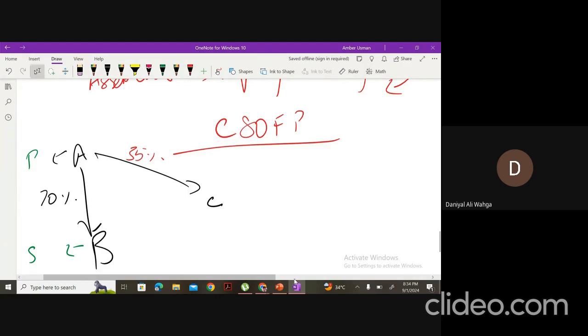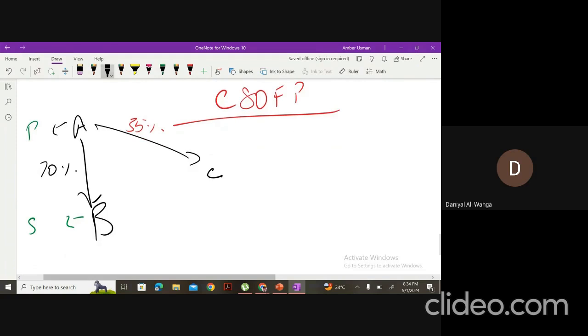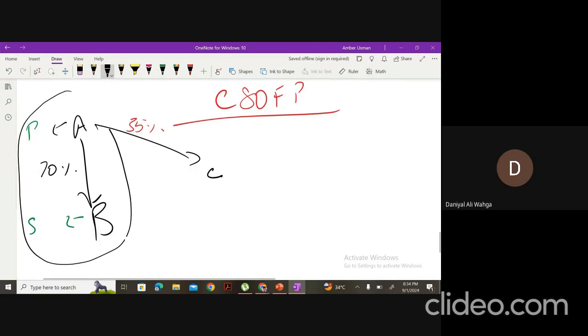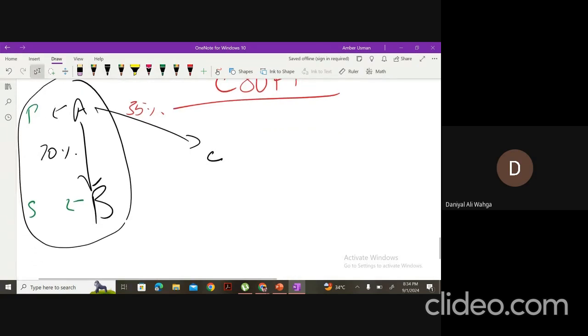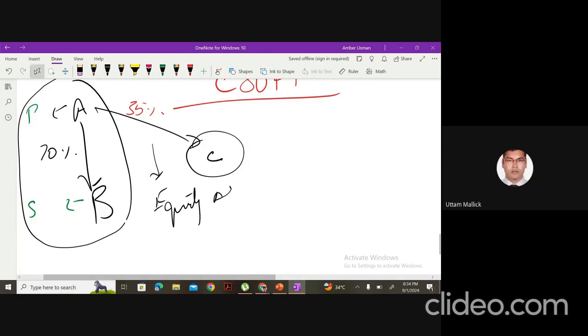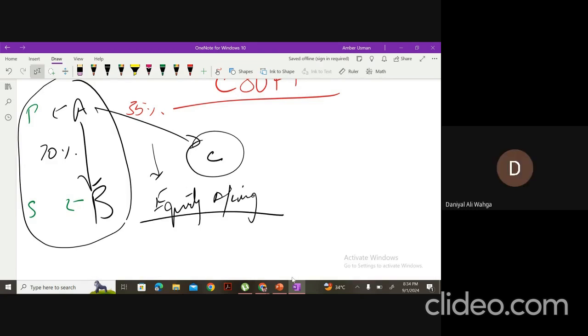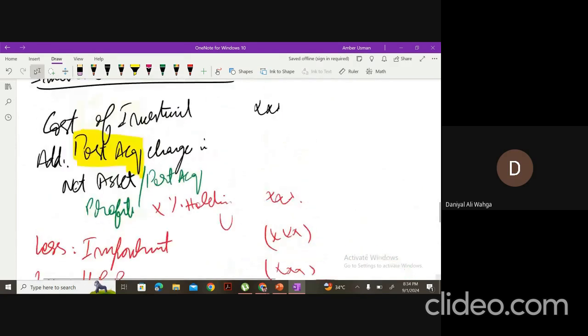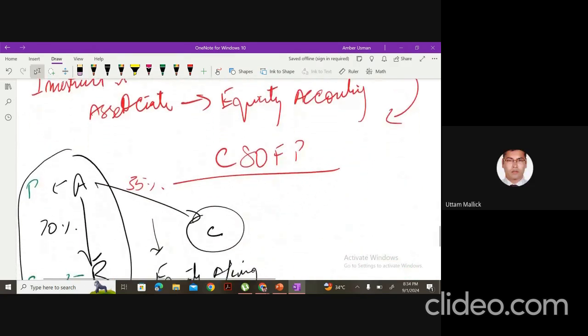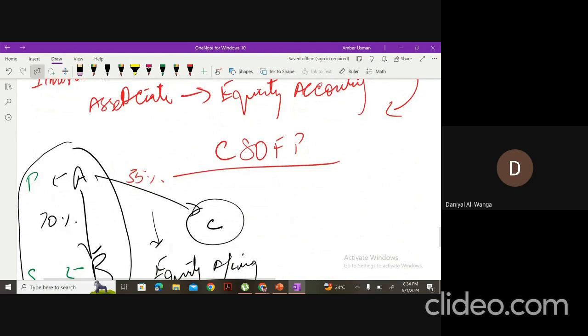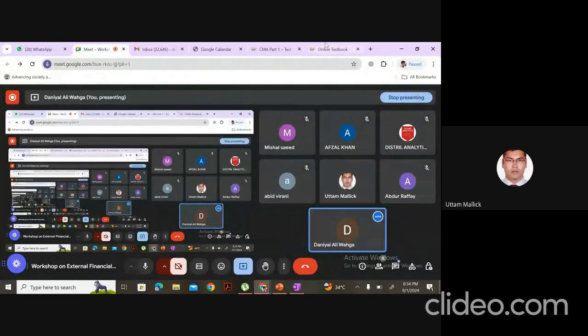So when the parent company is preparing the consolidated financial statements with its subsidiary company, how will the parent company account for the investment in associate? It will use equity accounting. This is basically the equity method. Agreed? This is very much in detail, but that is why I have discussed it with you.